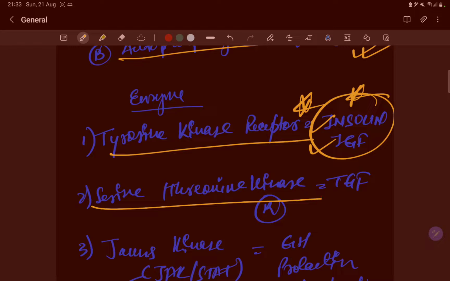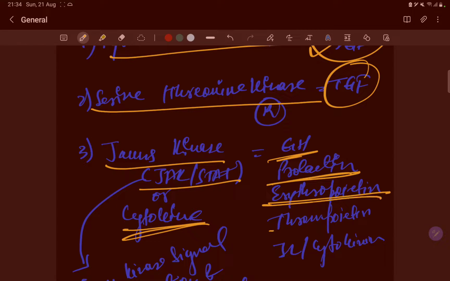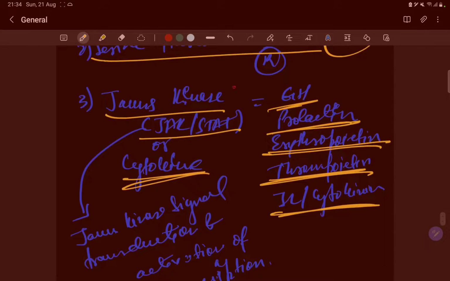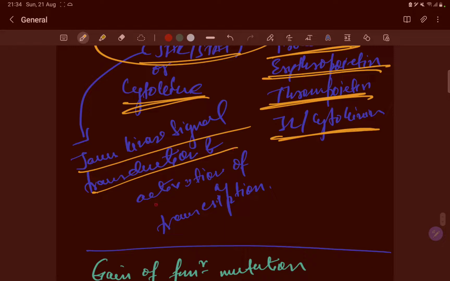ठीक है? Serine threonine kinase in the TGF. ठीक है? Janus kinase, JAK-STAT pathway or the cytokine receptors, in the growth hormone and prolactin, erythropoietin, thrombopoietin, interleukin, cytokines. They have the JAK-STAT pathway. JAK-STAT pathway: Janus kinase, signal transduction and activation of the transcription.